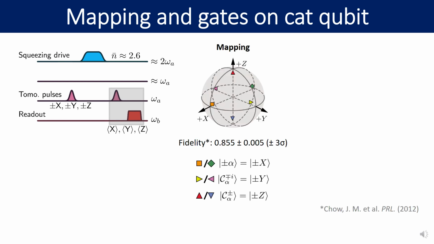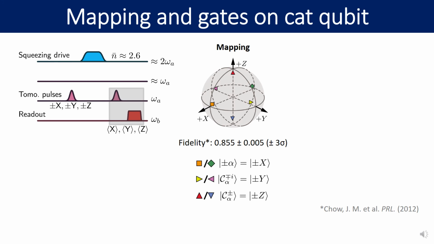representation, where the markers tell you which state we tried to initialize the qubit in. So for instance, the orange square or the green diamond correspond to the plus or minus alpha states along the x-axis and so on. And the position of the marker tells you about the expectation value vector that we've measured. And what you're seeing is that they're all pointing along the right directions, along the right axis, but they all have shrunk to the inside of the Bloch sphere.